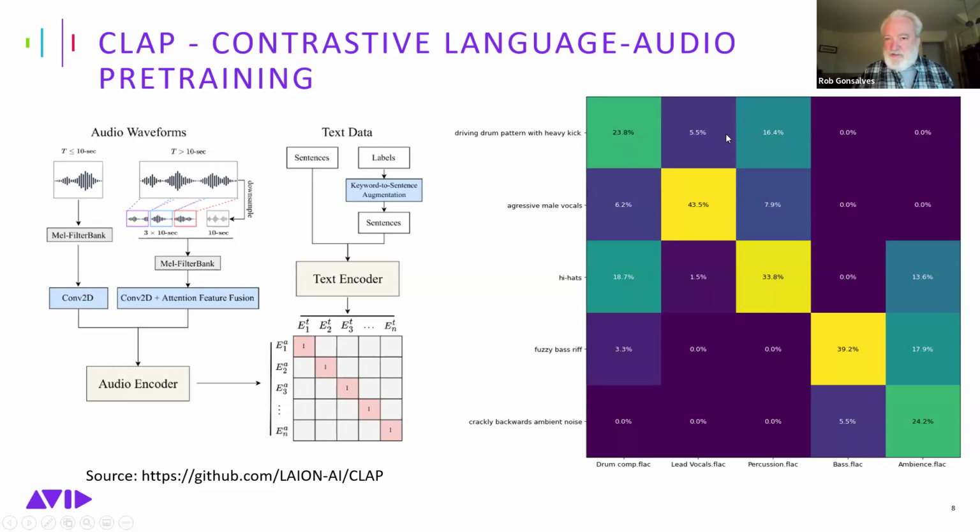But if you compare it to the others, these are the non-matches, and the diagonal is where there's a match. So this is the lowest of the matches. Or actually, this one is crackly backwards ambient noise. That's how I heard it. But it still did a pretty good job. If we did a search, these would be the top hits of what it actually found. Yeah, so that's CLAP.